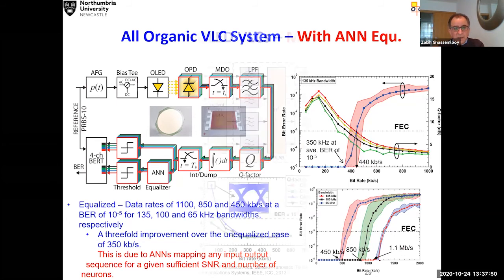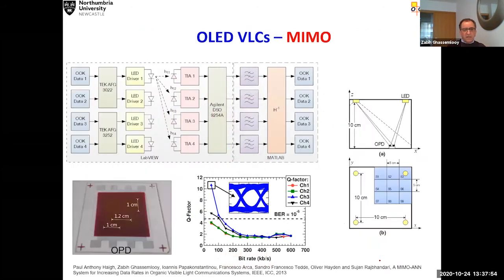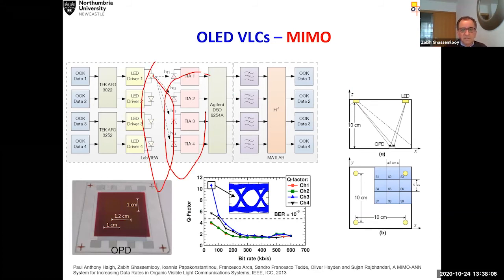And then we moved on: okay, we have organic devices. Can we make a MIMO out of it? Why not? What is MIMO? MIMO is a multiple transmitter and multiple receiver. And this is the system we built in the lab, with multiple transmitters and multiple receivers.